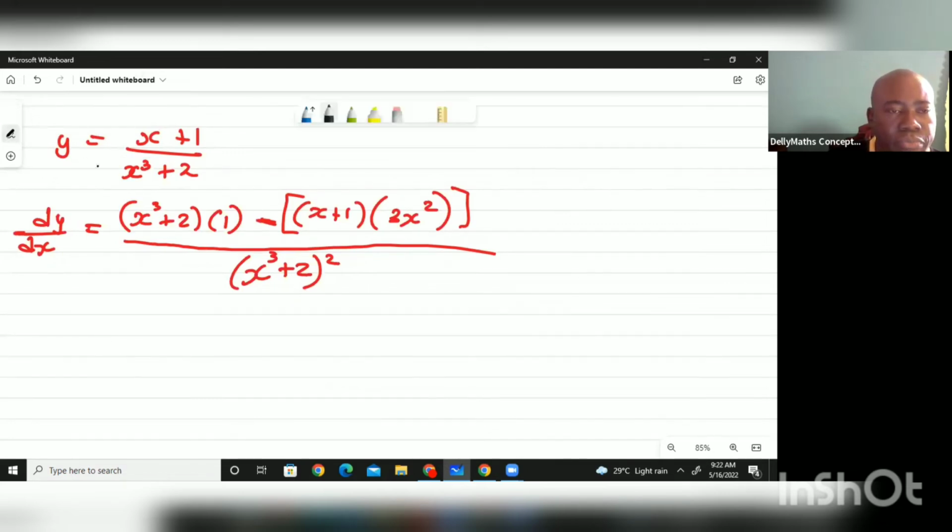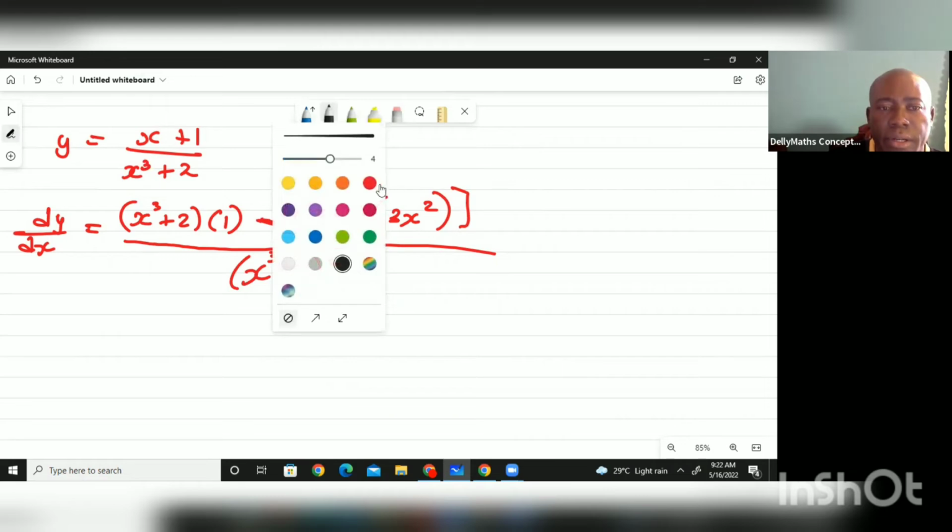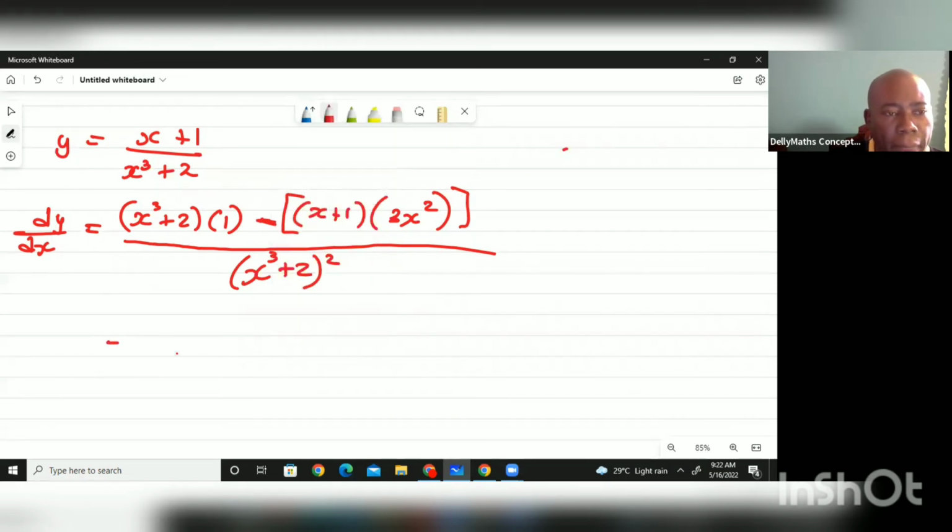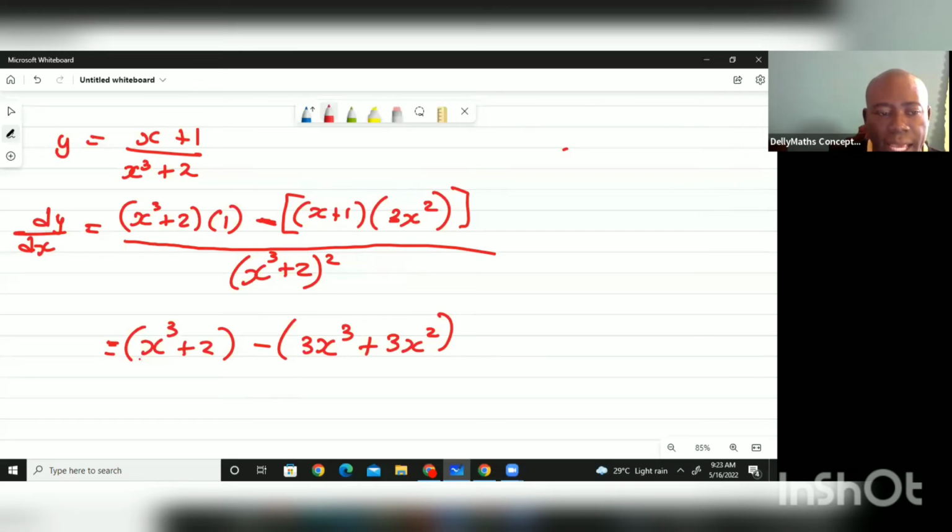Going forward, this is just x to the third plus 2 because it's been multiplied by 1. And in this part, I'm still keeping that bracket there, so we can multiply this. We're going to have 3x to the third when we distribute 3x squared times x, and then we'll have 3x squared right there. And all of this is over x cubed plus 2, squared.